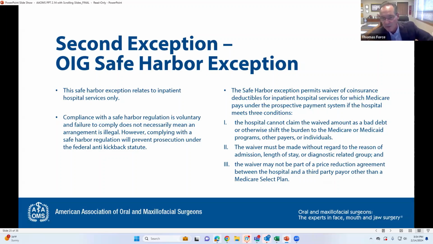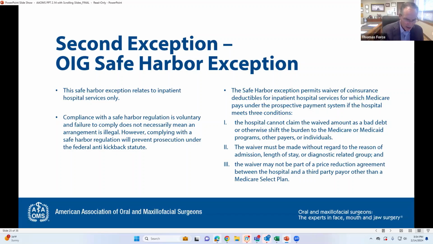The safe harbor exception permits waiver of coinsurance deductibles for inpatient hospital services for which Medicare pays under the prospective payment system if the hospital meets three conditions. One, the hospital cannot claim the waived amount as a bad debt, or otherwise shift the burden to Medicare, Medicaid, payer, or individuals. The waiver must be made without regard to reason of admission, length of stay, diagnostic related groups, and the waiver may not be part of a price reduction agreement between the hospital and the third party.